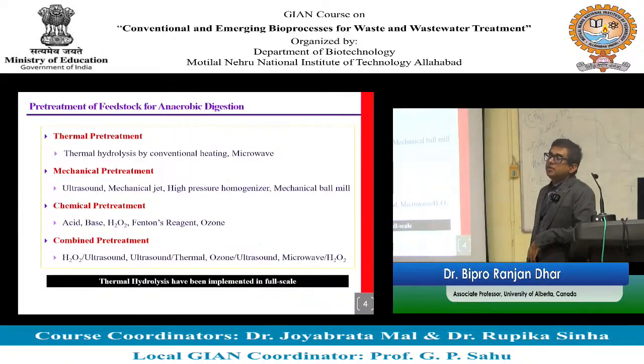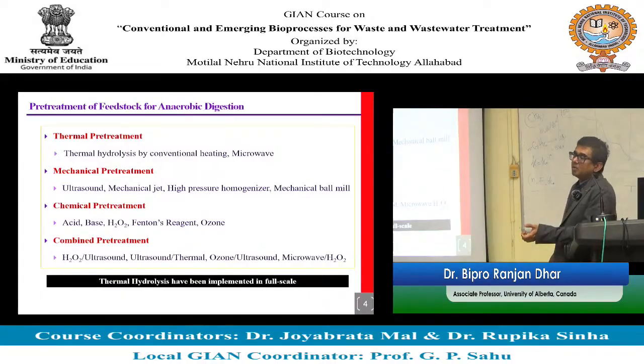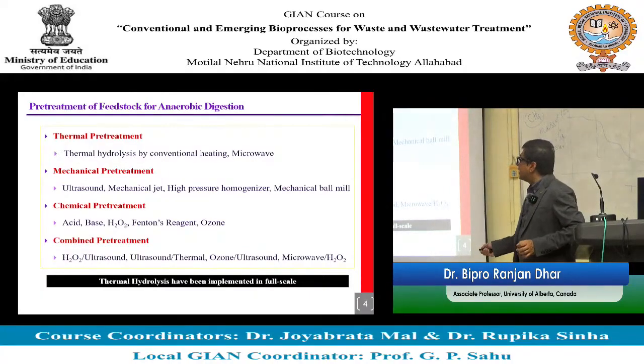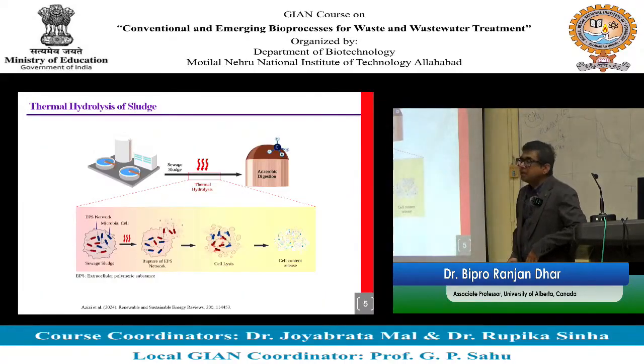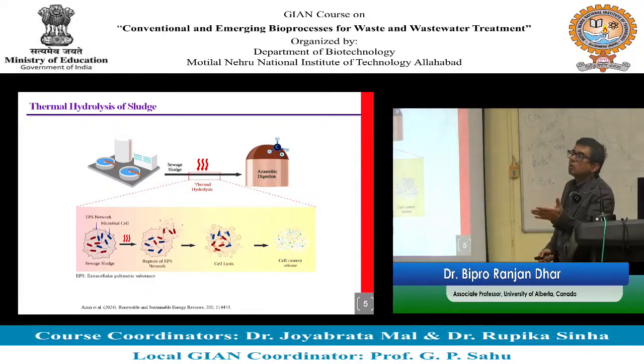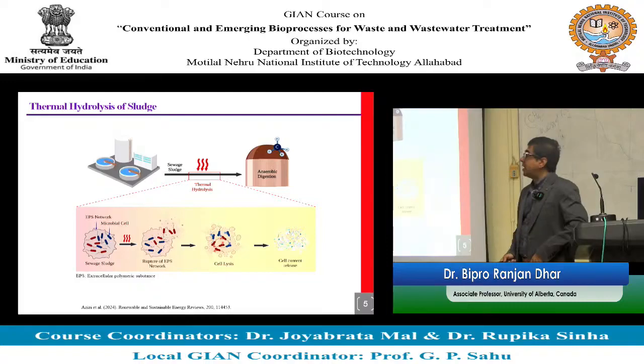So you can use a heat exchanger, and you can recover the heat from that pretreated sludge, and that heat can be reutilized in the process. That's why heat recovery makes thermal hydrolysis economically more feasible compared to other pretreatment methods that you have.